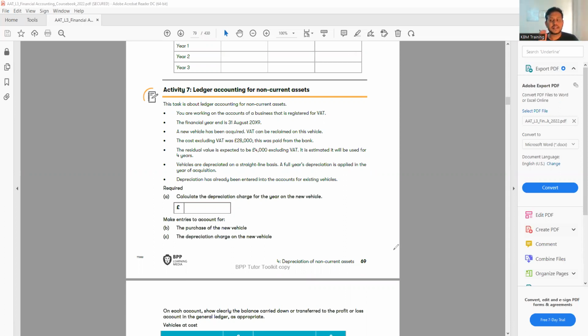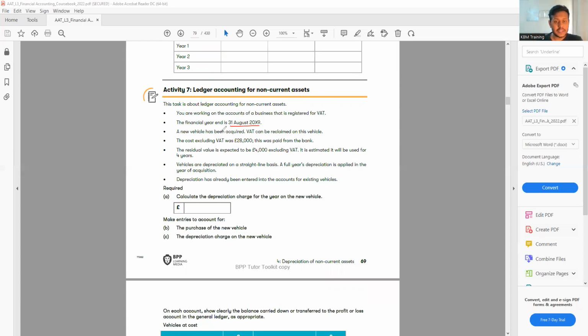So here it says ledger accounting for non-current asset. It says this task is about ledger accounting for non-current asset. You are working on the accounting of a business that is registered for VAT. So that means the business is registered for VAT. The financial year end is 31st of August 2019.